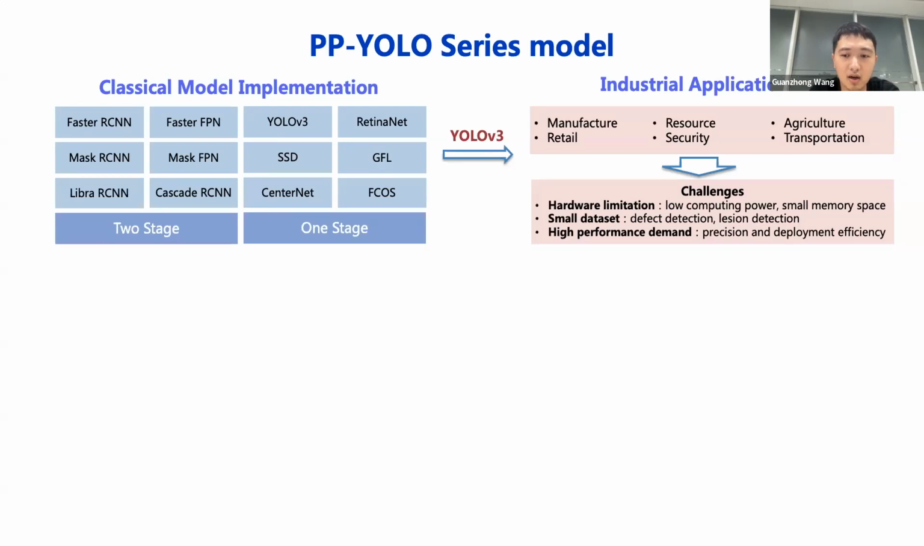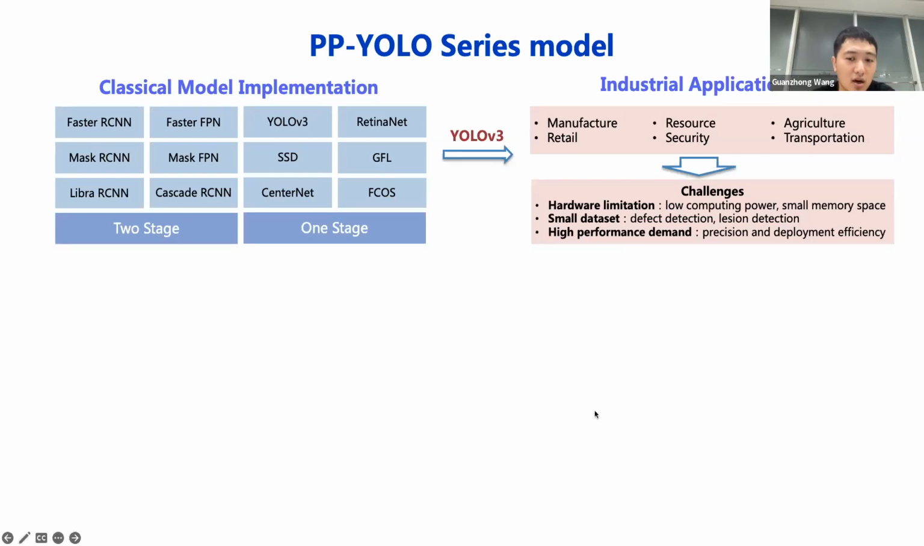However, we found that YOLOv3 is not enough because there are still many challenges using AI in real applications, and it may suffer from hardware limitations, and the number of data samples is much smaller than open source datasets like COCO. And especially the positive samples are much fewer in defect detection or lesion detection. So higher accuracy and faster inference speed are always the important demands for object detection.